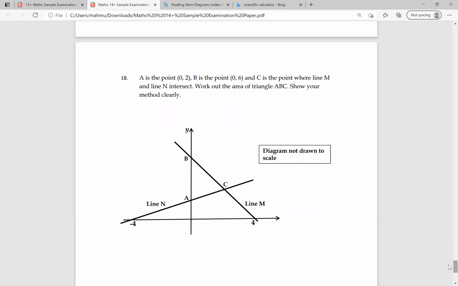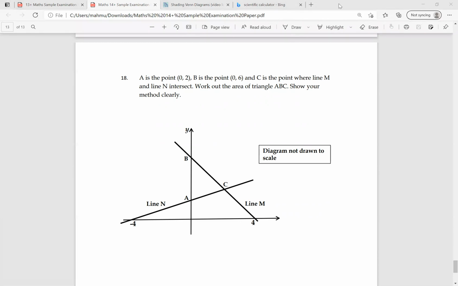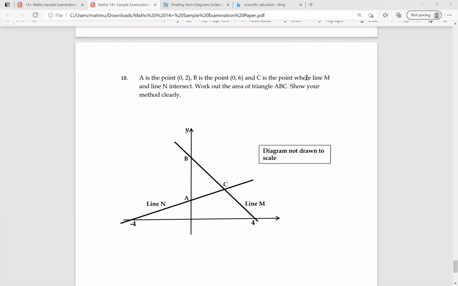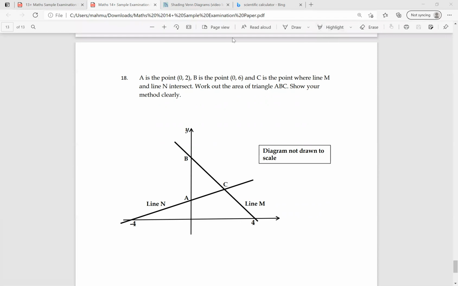A is at 0, 2. So this is 0 here on X and 2 up. B is at 0, 6, okay, that makes sense. And C is where the lines M and N intersect. Work out the area of ABC. So what they're saying is, this is 2, right? And this is 6. So this side is 4.